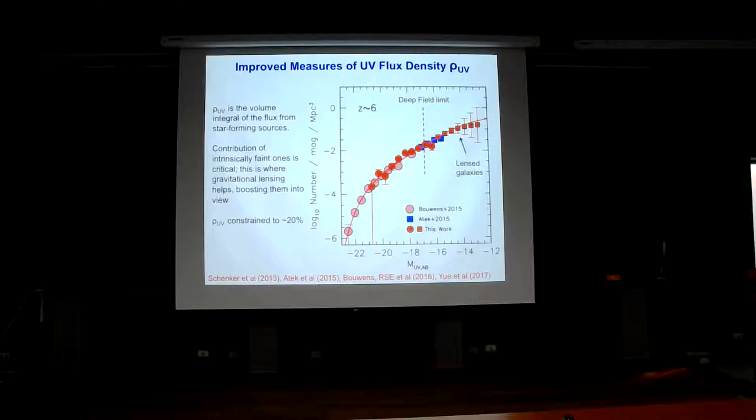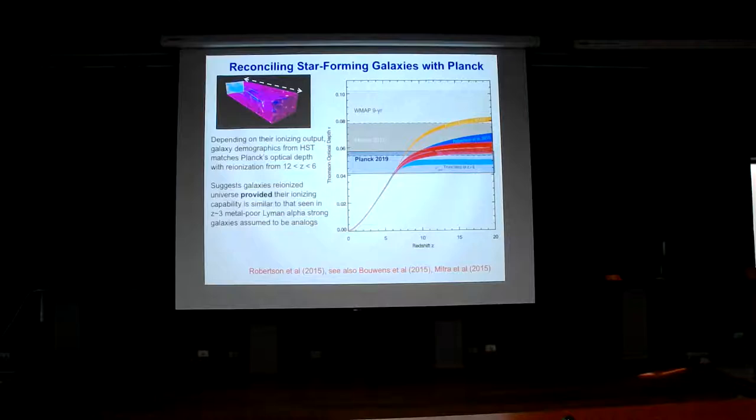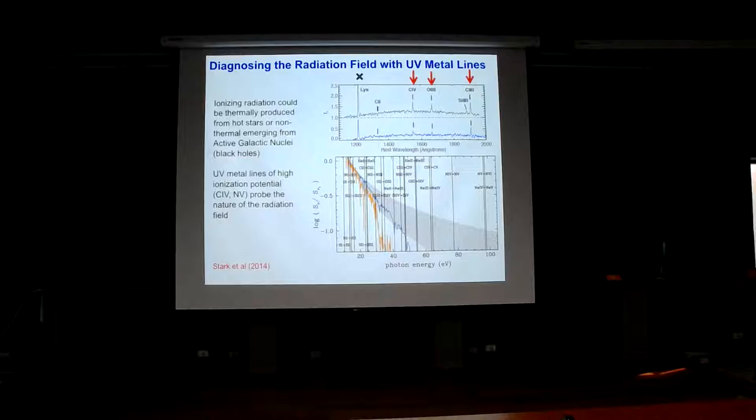We know the luminosity density of galaxies. We can estimate the number of galaxies as a function of their brightness. And so we know this first term, this one here, the number density of galaxies, to about 20% or so. We can diagnose the radiation field from lines of different ionization: carbon, oxygen, and so forth. We know these are produced in gas that's heated by stars.